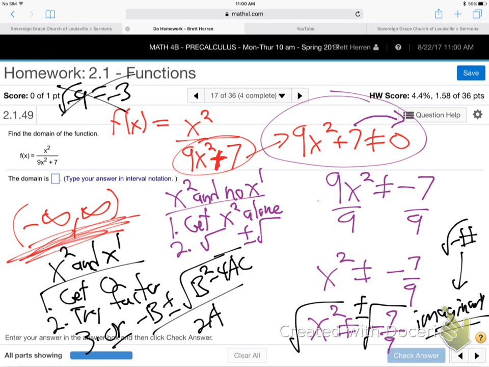It's imaginary. So as soon as we see this negative inside the square root, we just stop and go, oh, that's imaginary. That can't be. So what does that mean about my answer?